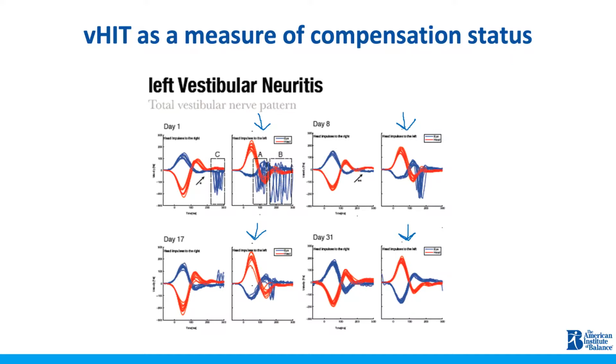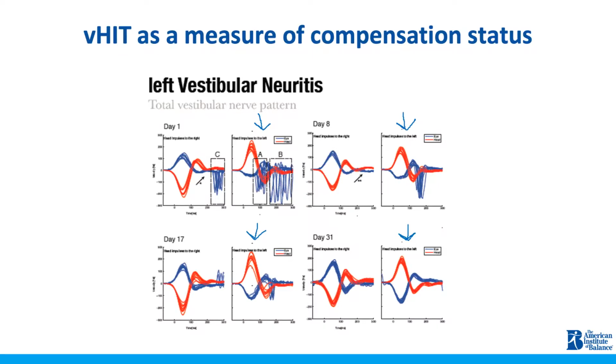Then we get out to day 17 in this patient. The gain is improving a bit, still reduced, but it's improving, and the corrective saccades are shrinking. So the corrective saccades go from day 1, where they're chaotic everywhere, they're spread out, to day 8, where they're coming together, they're getting organized, to day 17, where the corrective saccades are shrinking. And these patients typically say that, it seems like I've been getting better and better, a little bit better every day.